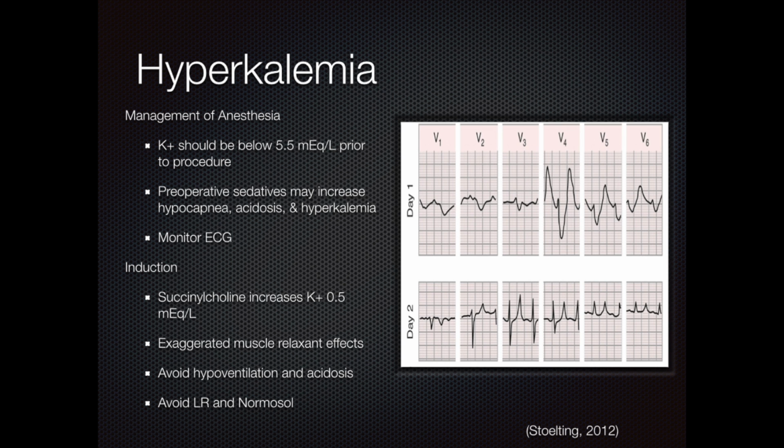Lactated Ringer's and normal saline should be avoided because they contain 4 milliequivalents per liter and 5 milliequivalents per liter of potassium, respectively. Hyperkalemia can exaggerate the effects of muscle relaxants, and doses should be changed accordingly. The anesthetist should avoid hypoventilation and acidosis throughout the procedure to prevent further potassium shifts out of the cell.